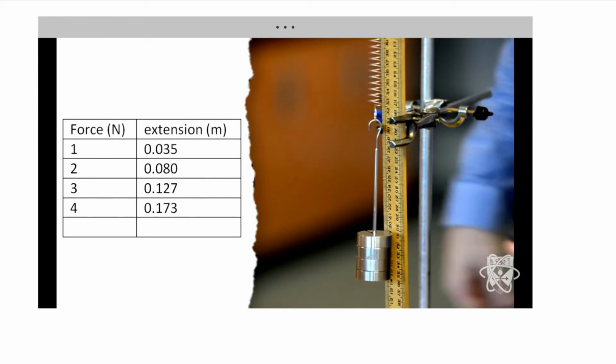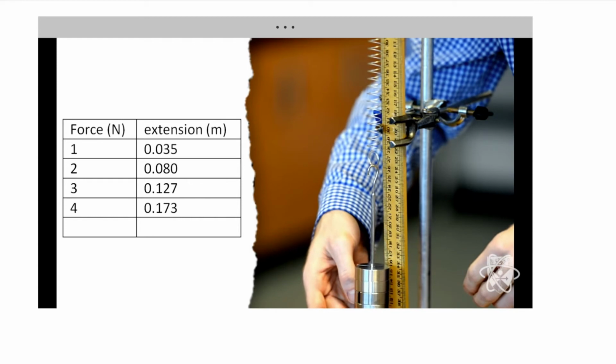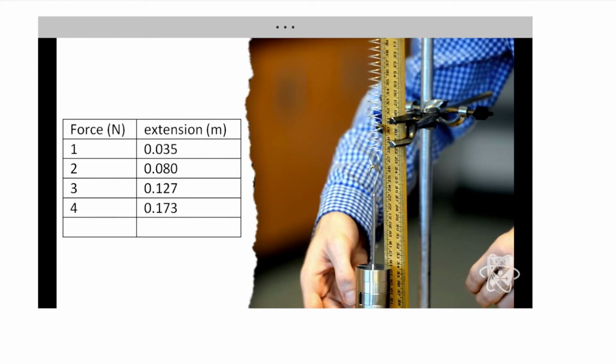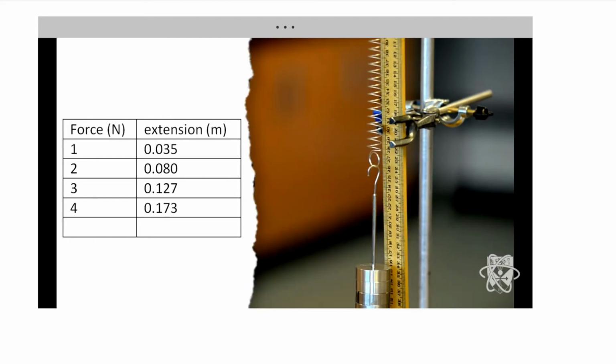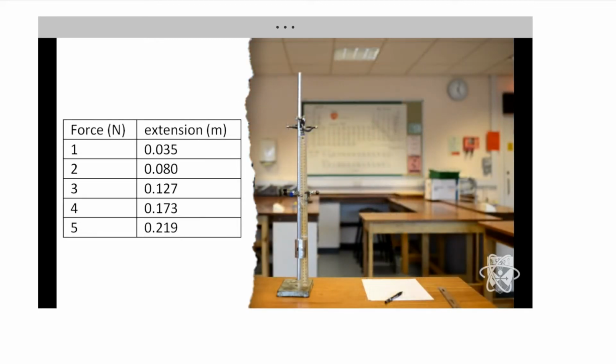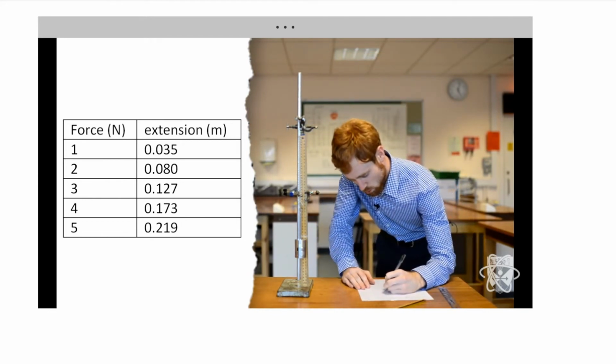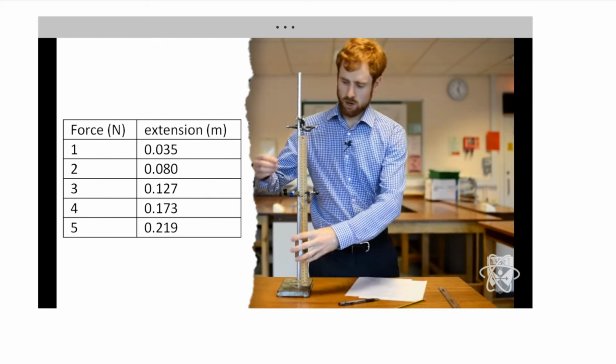And the last one, for 5 newtons of force. Just making sure that the spring there isn't catching on the clamp and being supported there, because that would stop the spring from extending as much as it should. But that looks all right. And so for the last one, we've got an extension of 21.9 centimeters. Divide that by 100, and that gives a final extension of 0.219 meters there.